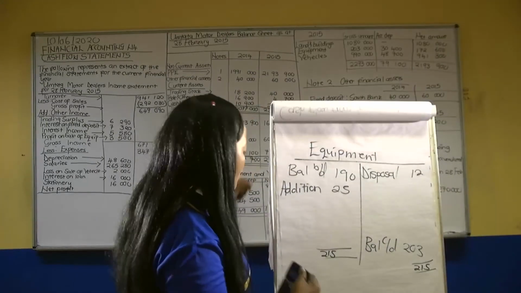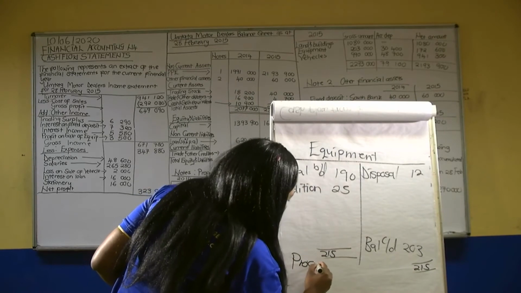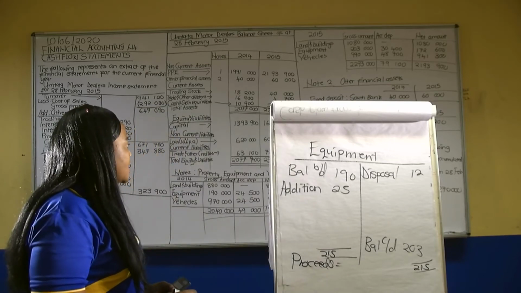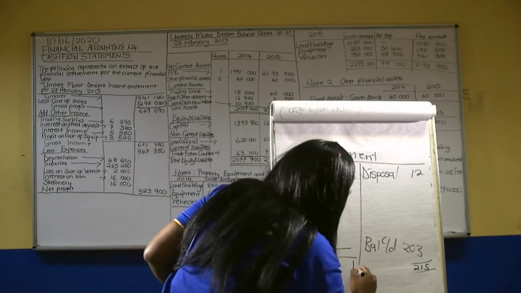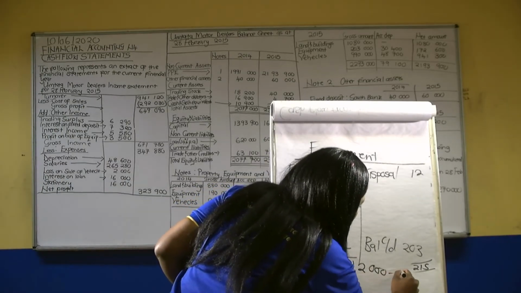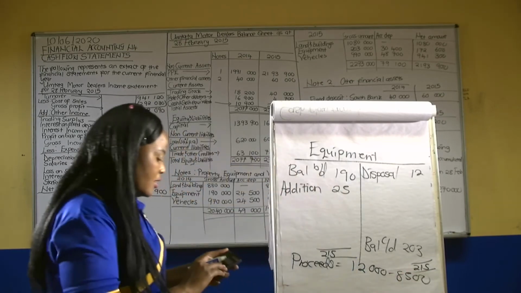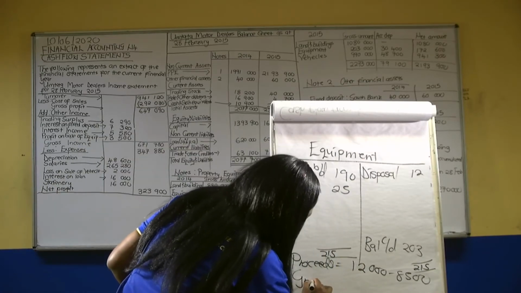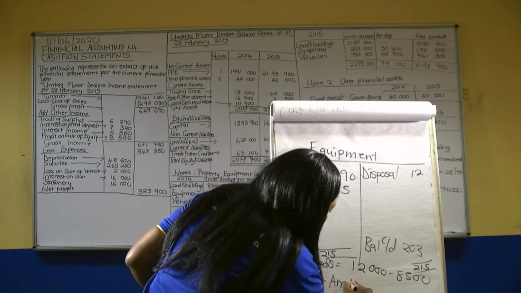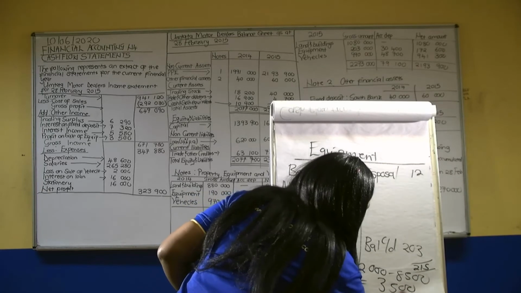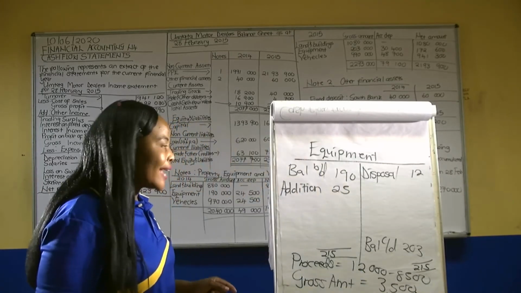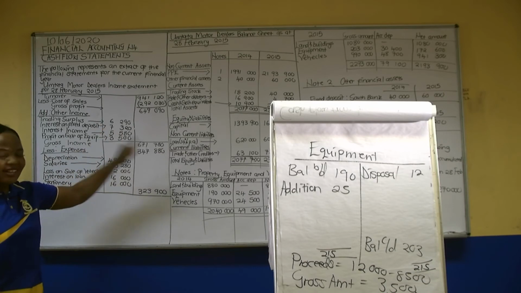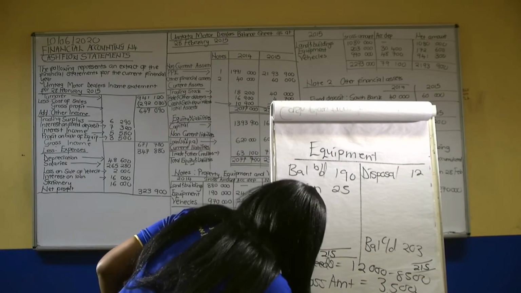A T account. Let's calculate the proceeds from equipment. Under additional information, we are told that equipment worth 12,000 and the accumulated depreciation for 8,500. If you say 12 minus 8.5, you discover that the gross amount for equipment was worth 3,500. Are we in agreement with this figure?